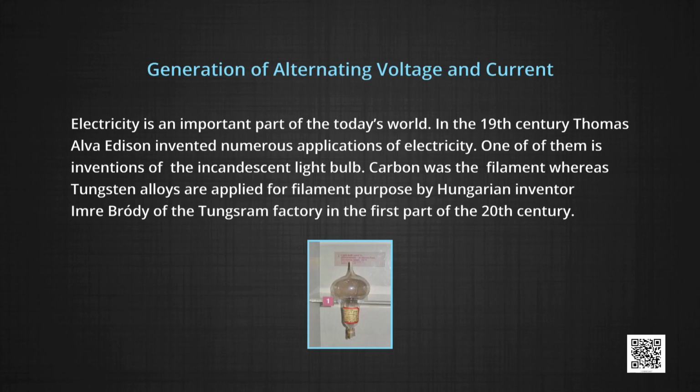Electricity is an important part of today's world. In the 19th century, Thomas Alva Edison invented numerous applications of electricity. One of them is the invention of the incandescent light bulb. Carbon was the filament, whereas alloys such as tungsten were applied as filament, proposed by Hungarian inventor Imre Bródy in the first part of the 20th century.